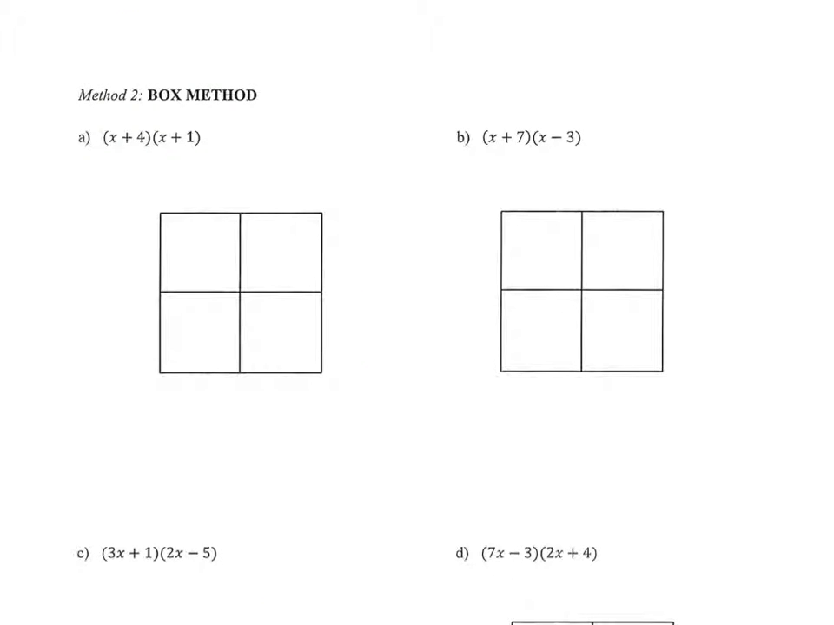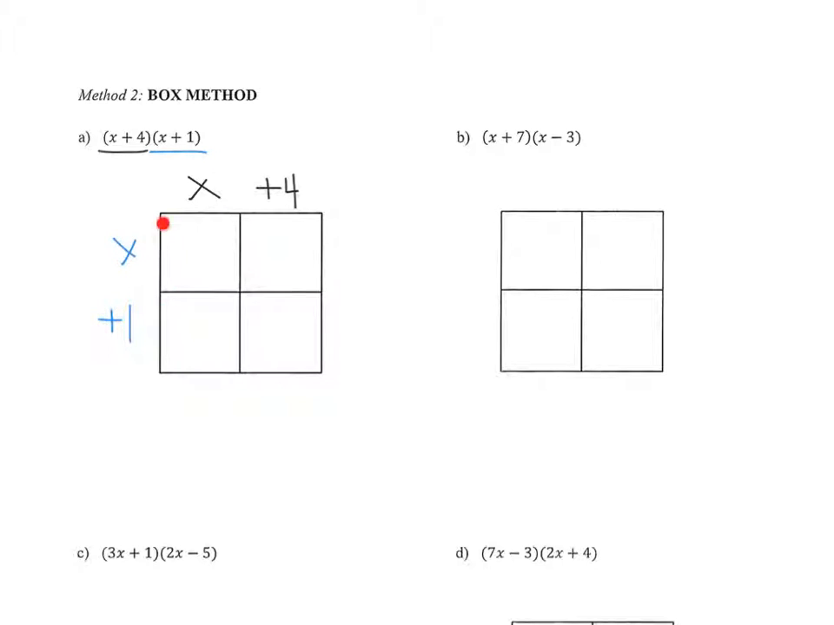You can also do the box method, so I'll show you how to do it with the box method. So what you do is, if you have x plus 4 across the top or side, it does not matter. You write an x and then a plus 4. And then I'm going to do x plus 1 and write it the opposite way, x plus 1.